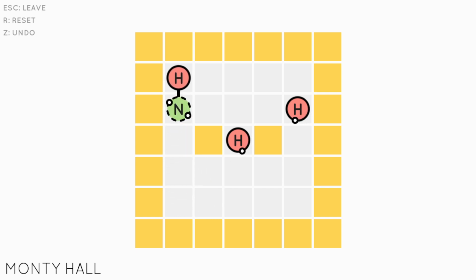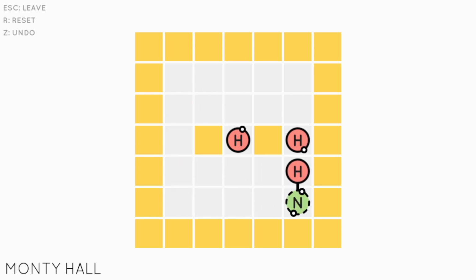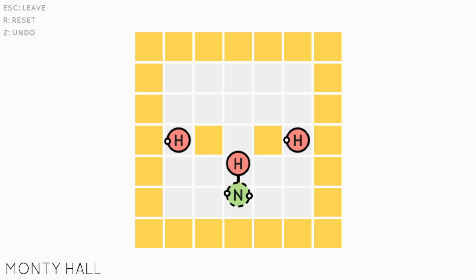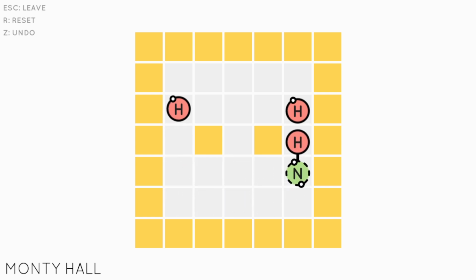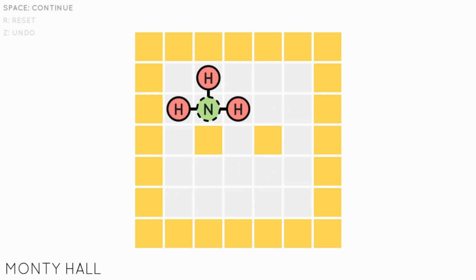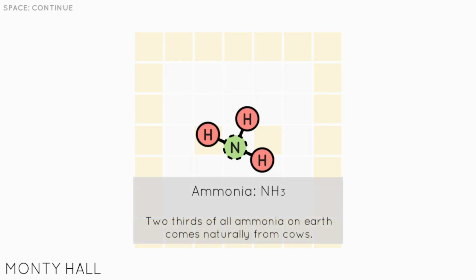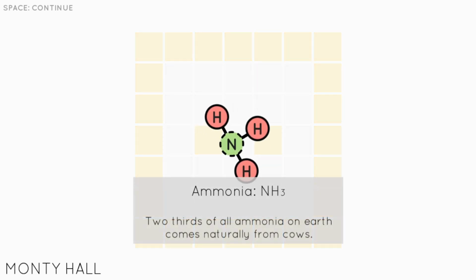Oh, but... Right, but... How am I going to go past you without blocking myself? Because I am now going to be a rigid block. So maybe not that. Maybe instead I do it on both sides here to allow myself to bond to the right and the left. There you go. Ammonia. 2/3 of all ammonia on Earth comes naturally from cows.